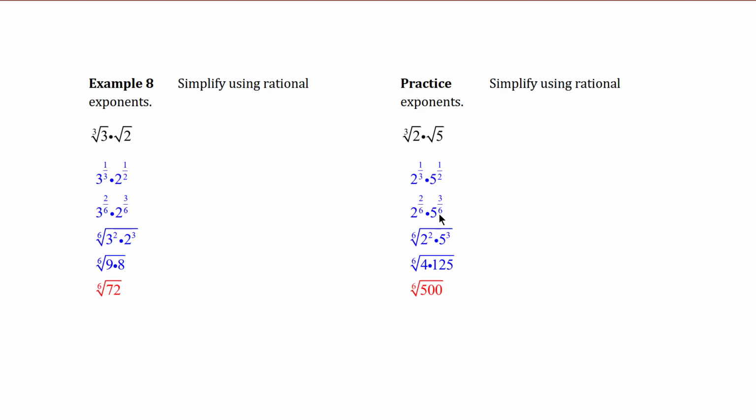Next, we convert this into a radical. We get the 6th root of 2 squared times 5 cubed. Next, we simplify the inside of the radical. 2 squared is 4, 5 cubed is 125. So we get the 6th root of 4 times 125. Next, we multiply. 4 times 125 is 500. Our final answer is the 6th root of 500.